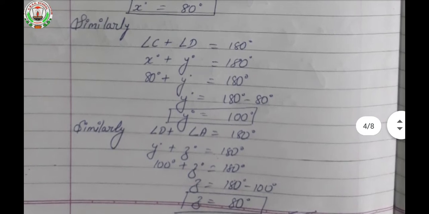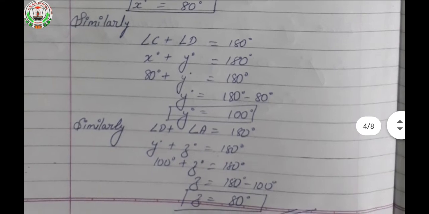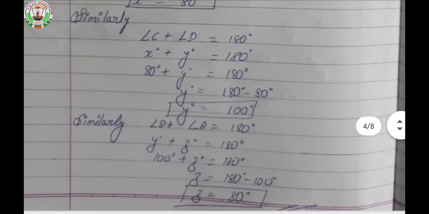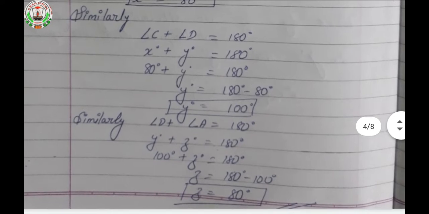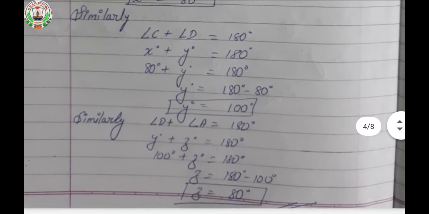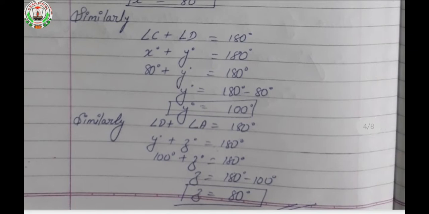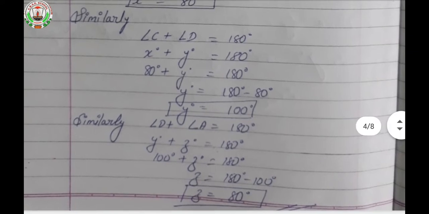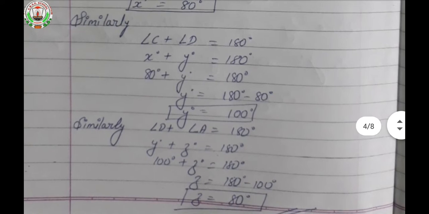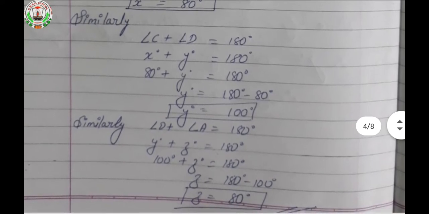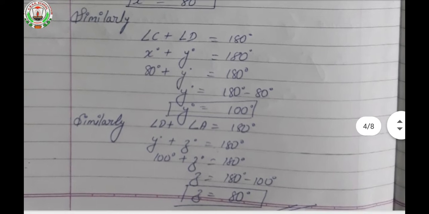Similarly, again angle D and angle A are two adjacent angles, and as we know, according to the property of a parallelogram, adjacent angles of a parallelogram are supplementary, isn't it? So angle D is equal to Y and angle A is equal to Z. Y we have as 100 and Z we have to find. So 100 plus Z is equal to 180 degrees. Z is equal to 180 minus 100, that is Z is equal to 80 degrees. Have you understood everyone? So the unknown angle X is equal to 80 degrees, Y is equal to 100 and Z is equal to 80 degrees.